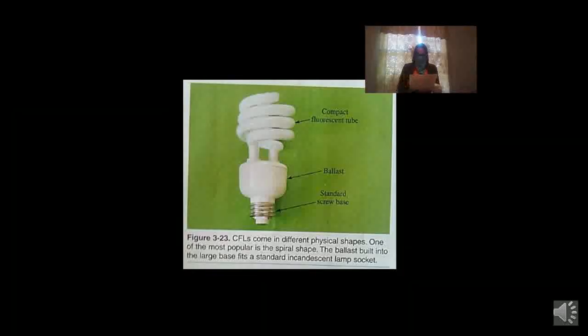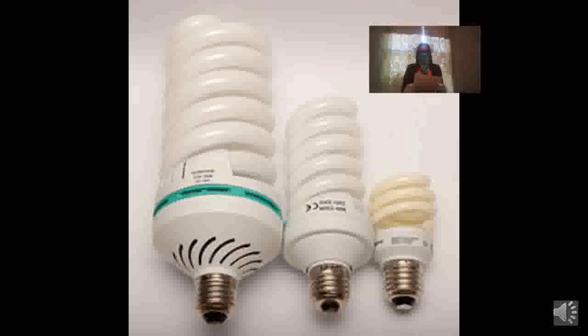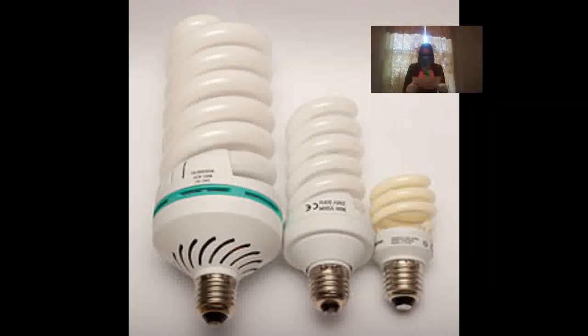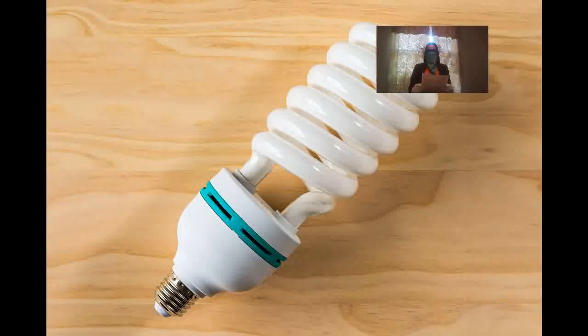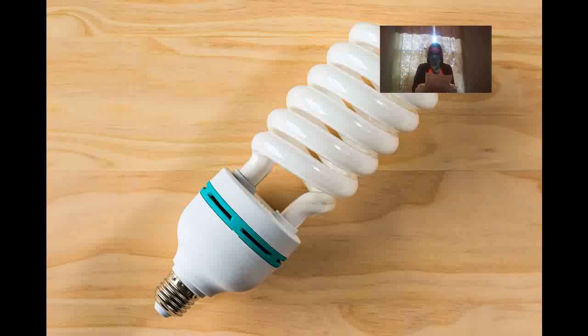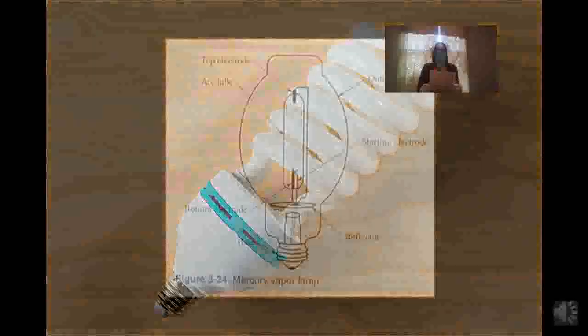A typical spiral type CFL is shown in figure 3-23. The large base of the bulb contains the ballast that is required for fluorescent lamps. The initial cost of the CFL is higher when compared to an incandescent lamp, but the savings are realized in approximately 500 hours of use. CFLs are designed for use with both AC and DC sources. The DC type is used for recreational vehicles and portable lighting that runs on batteries.